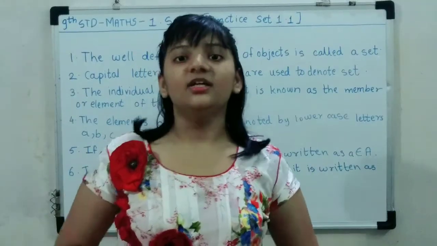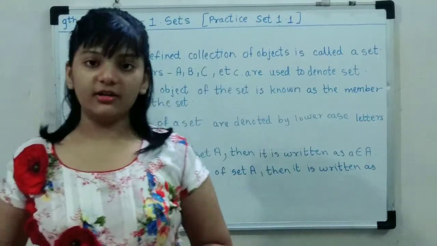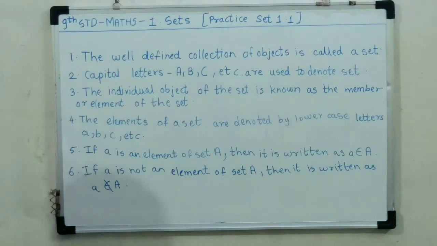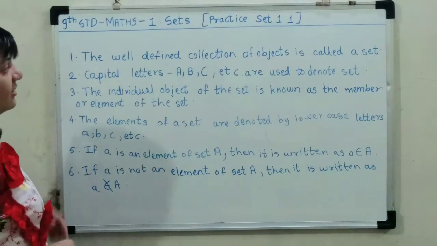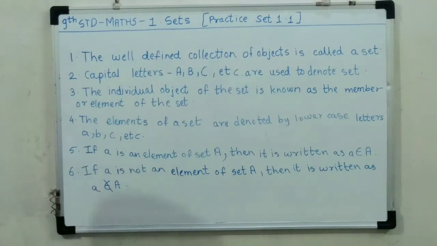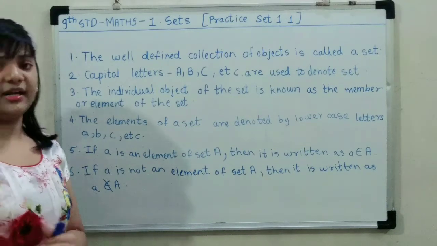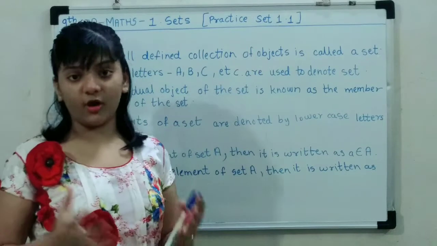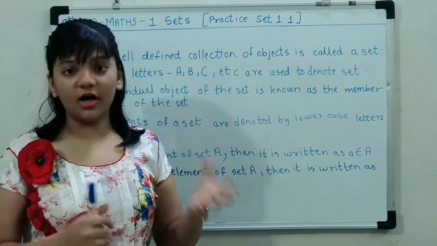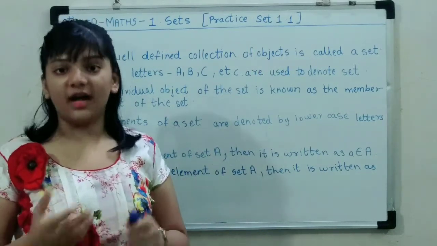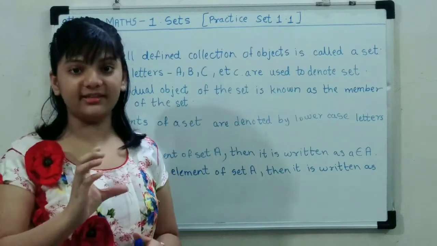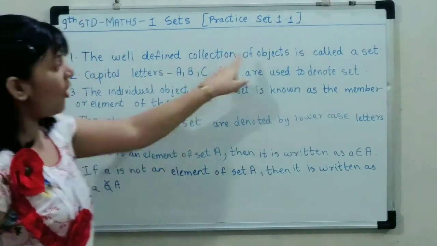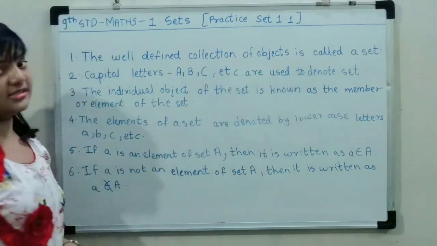So let's start. First I will introduce you to what a set is. We are going to discuss 6 points about sets. First, a well-defined collection of objects is known as a set. In our day-to-day life, we talk about a collection or group of objects such as a herd of frogs or a pack of cards. These are all sets, these are all collections. So a well-defined collection of objects is called a set.